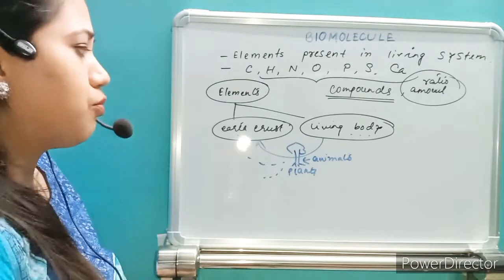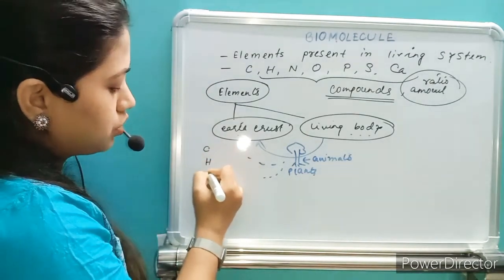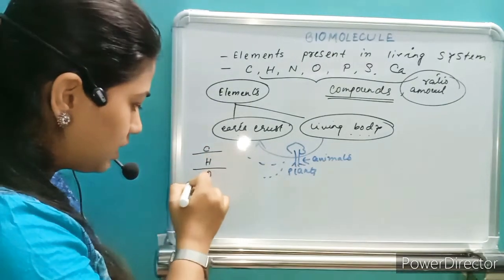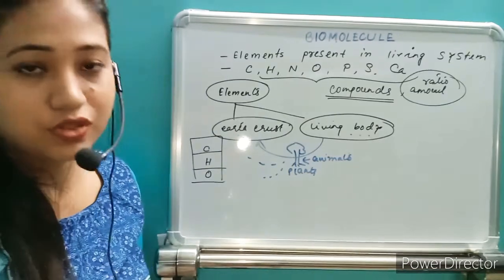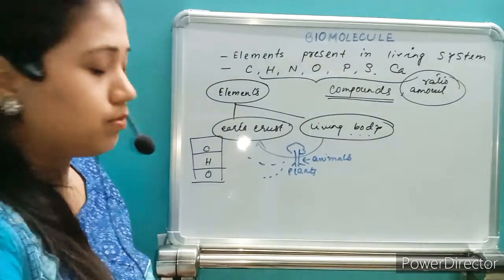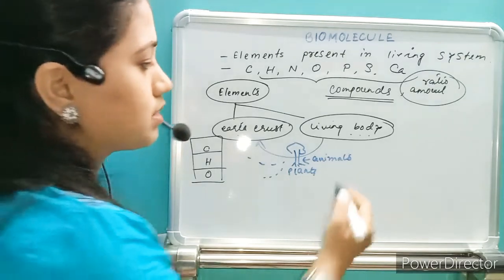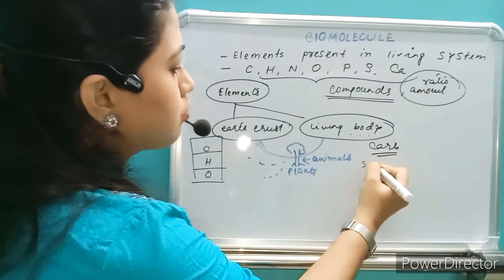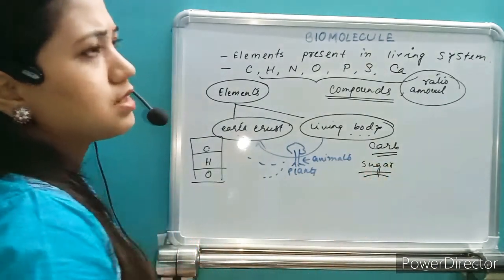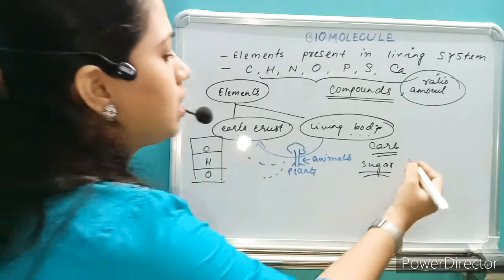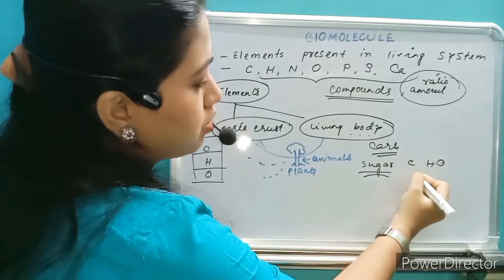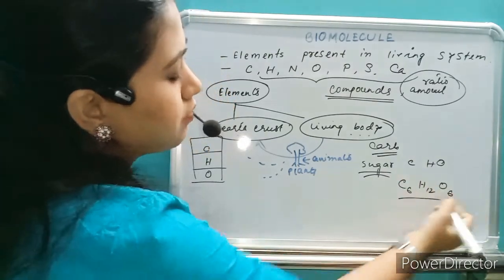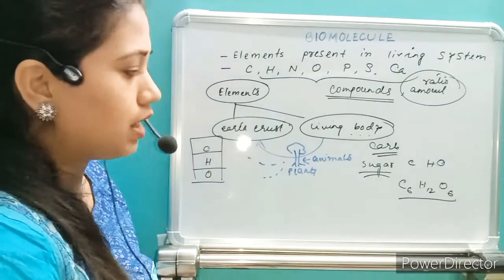Suppose in the earth crust we have carbon, hydrogen, oxygen, right? The same components, these three elements, carbon, hydrogen and oxygen, are also found in the living body, but this carbon, hydrogen and oxygen makes carbohydrate. The most important example is sugar. Suppose you take the example of glucose. This glucose contains carbon, hydrogen and oxygen in the formula C6H12O6. This is the formula of the glucose molecule, right?